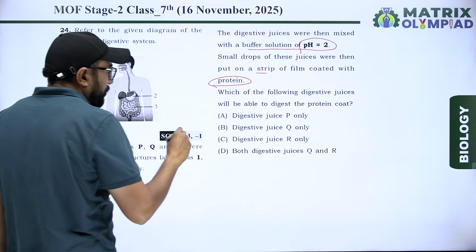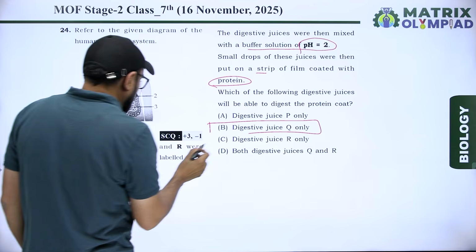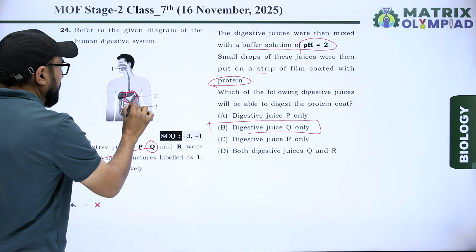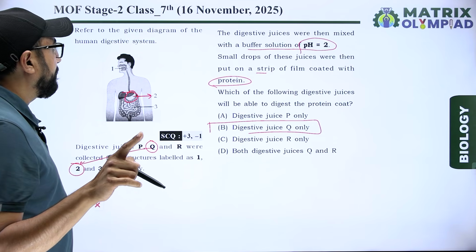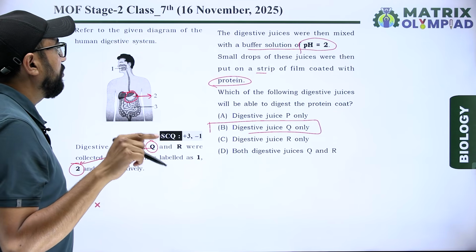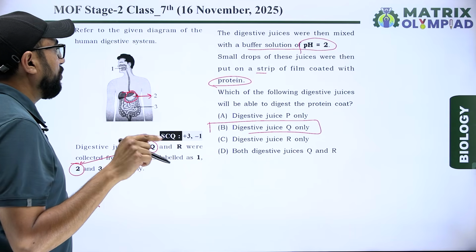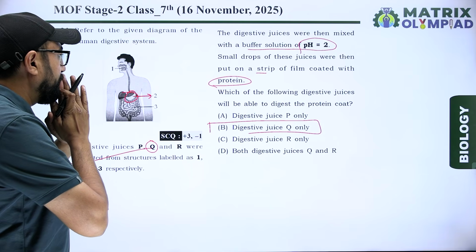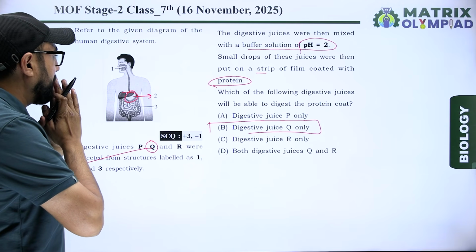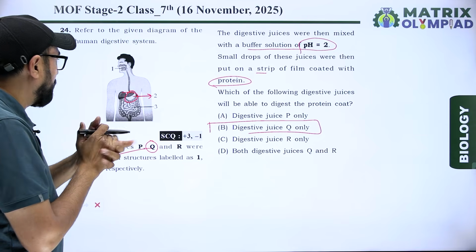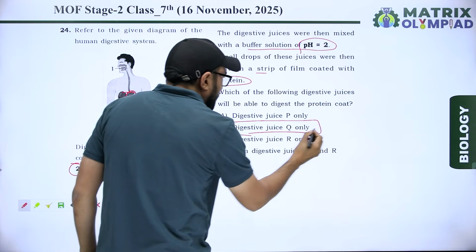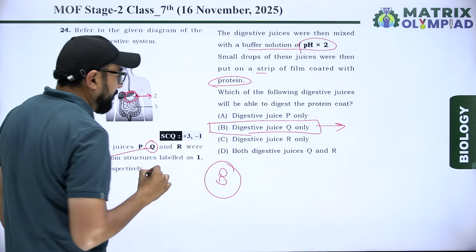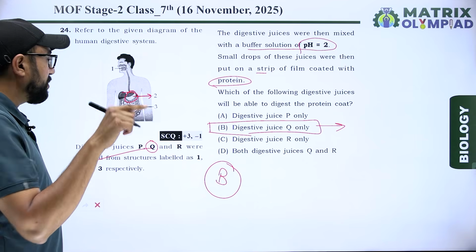Guess Q for second. Second is stomach. A small drop of these juice was then put on the strip of film coated with protein. Right, because the starting of protein digestion is in the stomach. So our right answer is B, digestive juice Q.